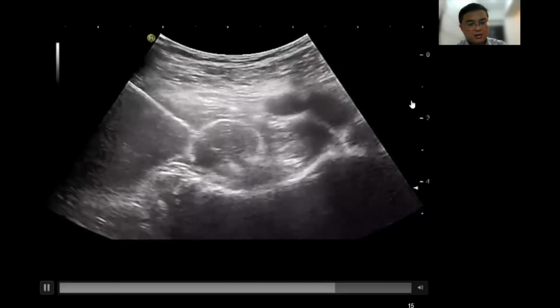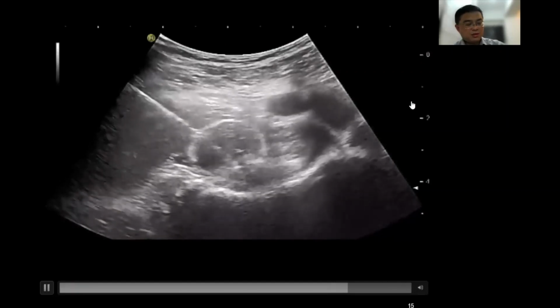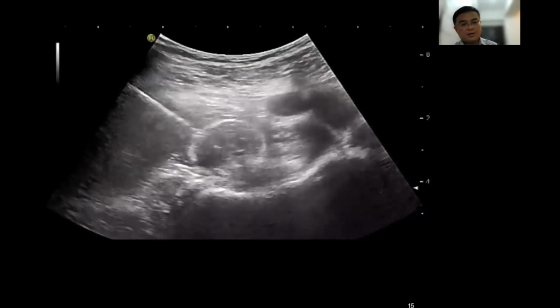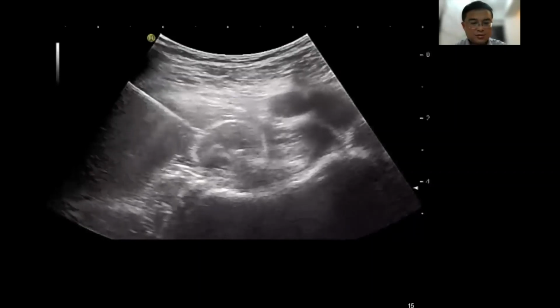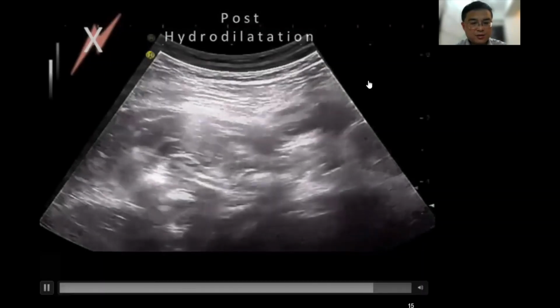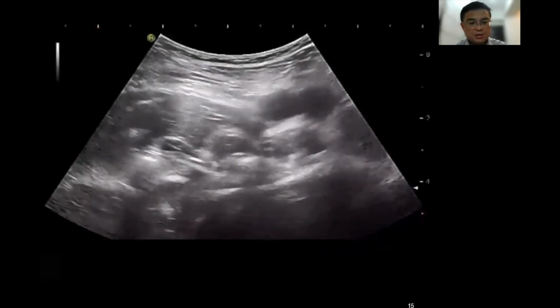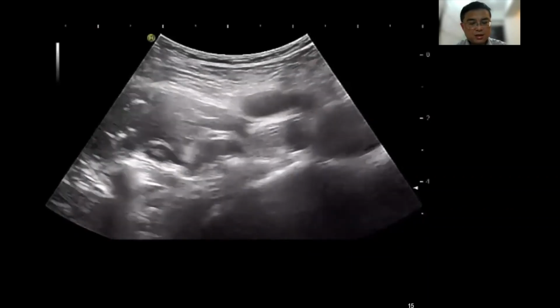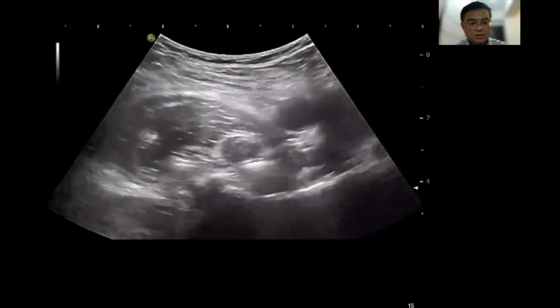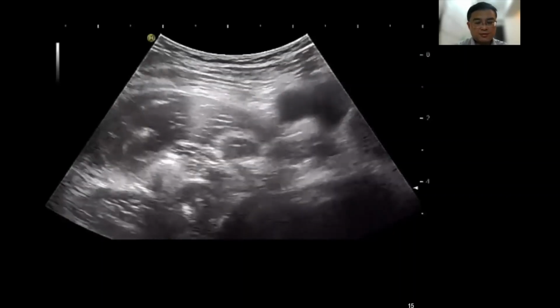And then after injection of 10 milliliters of injectate, we recheck whether there is an improvement of the snapping. As you can see, the gliding between the psoas tendon and the iliacus becomes smoother. So it means the treatment is successful.